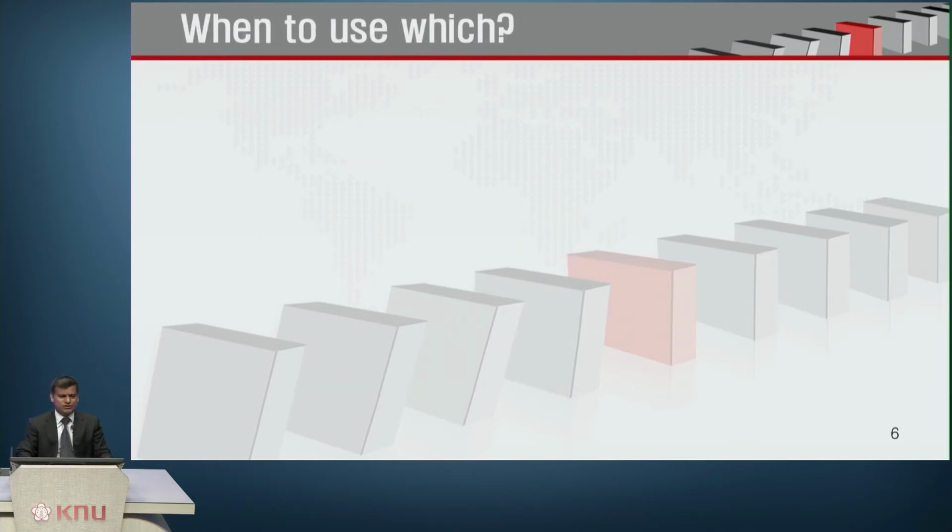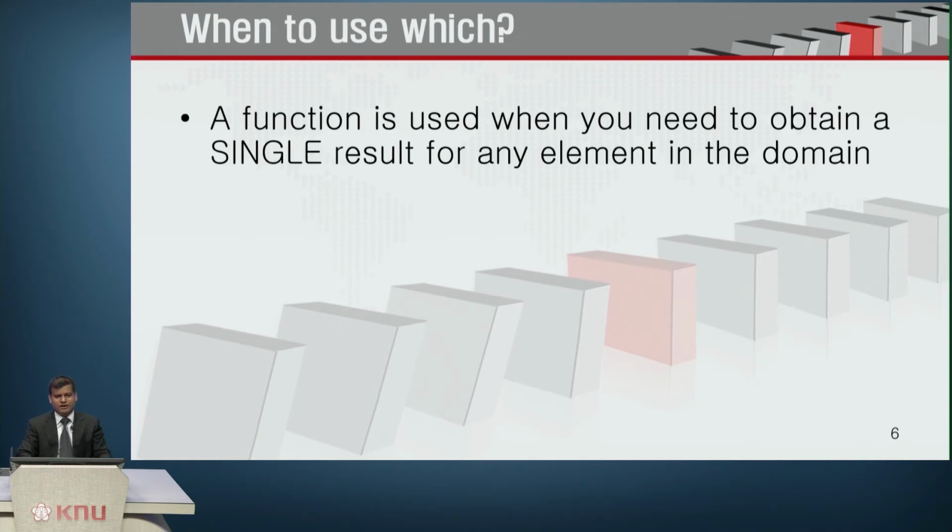So when do we use which, functions or relations? A function is used when you need to obtain a single result for any element in the domain. As you know, we have f of x as a function, and at times the function can be an equation and you might need just a single result out of this whole function. In terms of programming as well, you are expecting something similar. For example, sine, cosine, tangent, these are all trigonometric functions.